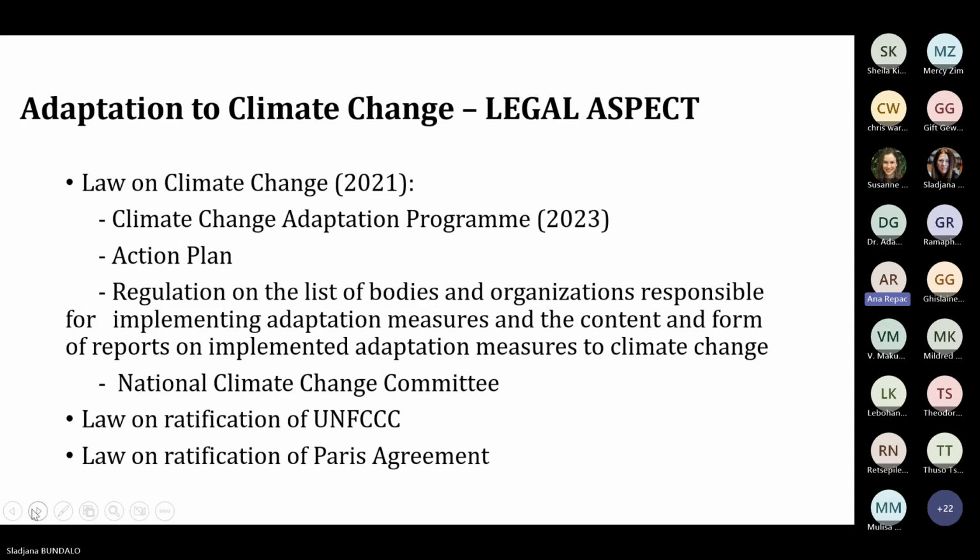In regard to adaptation to climate change and the legal aspect, it is very important to highlight that the Republic of Serbia adopted the Law on Climate Change in 2021. This law prescribes the development of the climate change adaptation program, which was adopted in 2023 together with the action plan, and the bylaw, which was the basis for setting up an M&A system, adopted last year. Of course, it also established the National Climate Change Committee, which serves as an advisory body to the government and consists of governmental institutions, ministries, NGOs, local self-governments, academia, the private sector, and others. Let me also mention the laws on ratification of the UNFCCC and the Paris Agreement. Next slide.